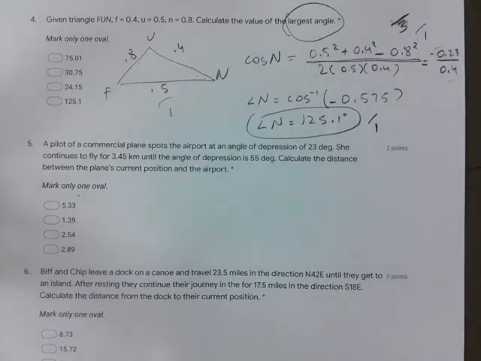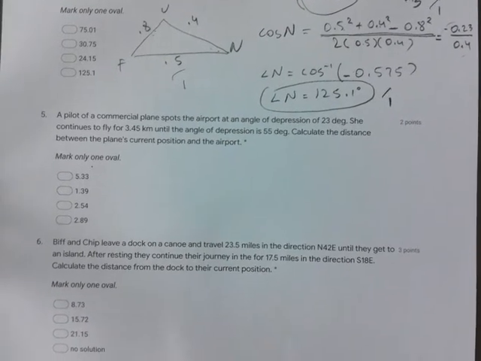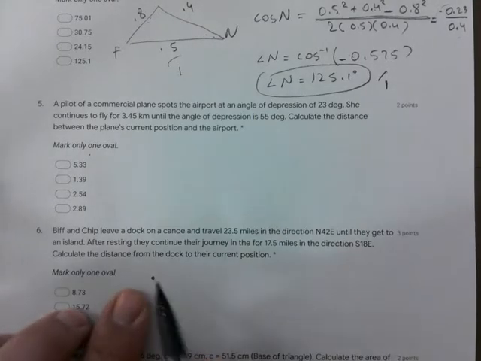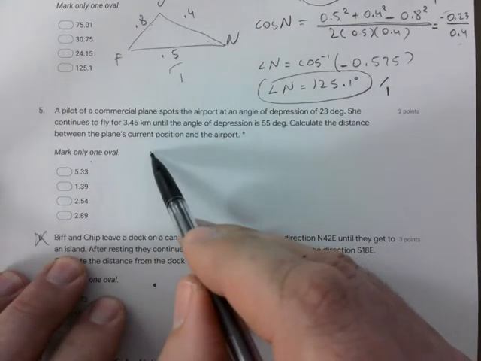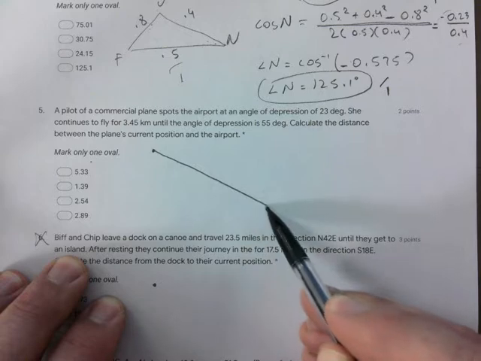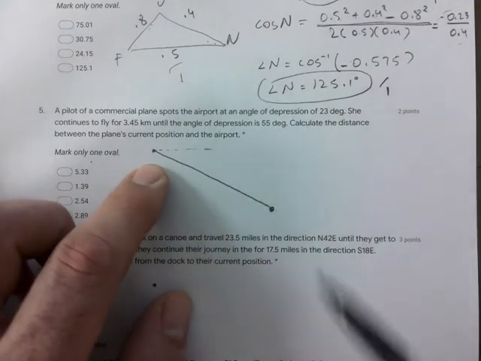And here's the other one, the one that was probably the most challenging of all. So you have a plane, and nope, sorry, not that one. This one. A plane spots the airport at an angle. At first, you should have just been like that.